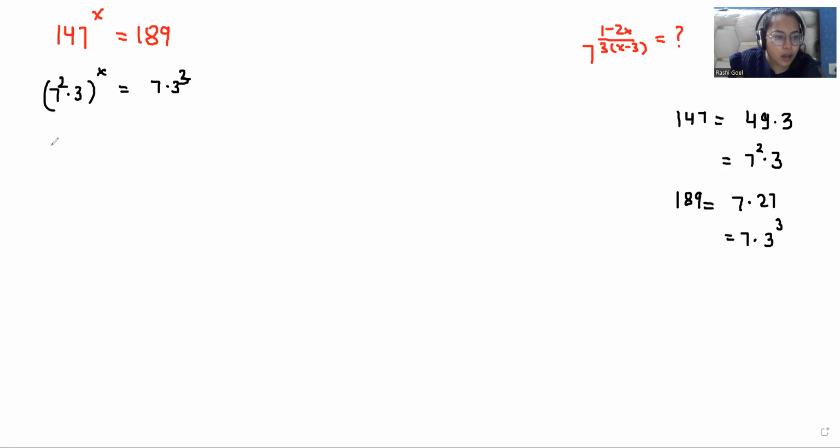Now, according to the rule of exponent, we can multiply the powers. So 7 power 2x times 3 power x is equal to 7 times 3 cube. Now I'm dividing both the sides by 7 power 2x times 3 cube.